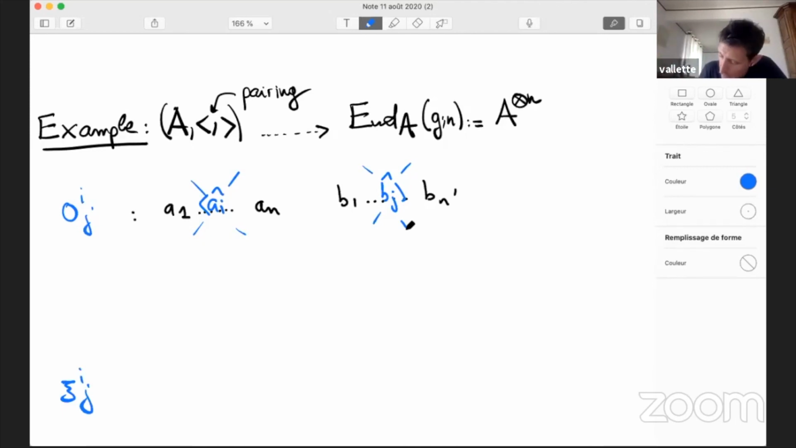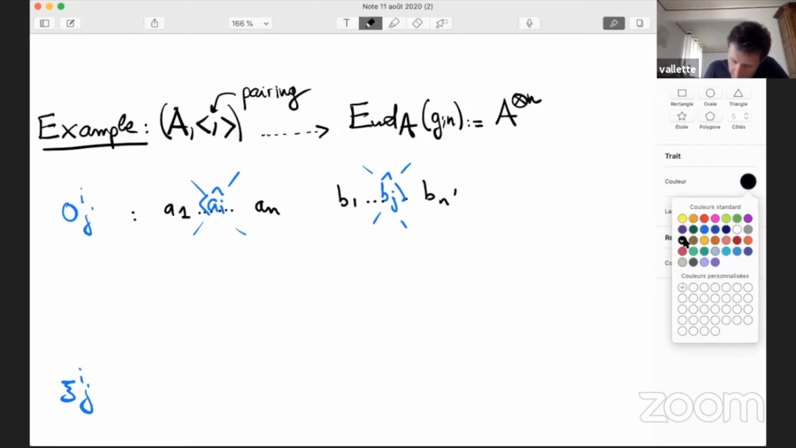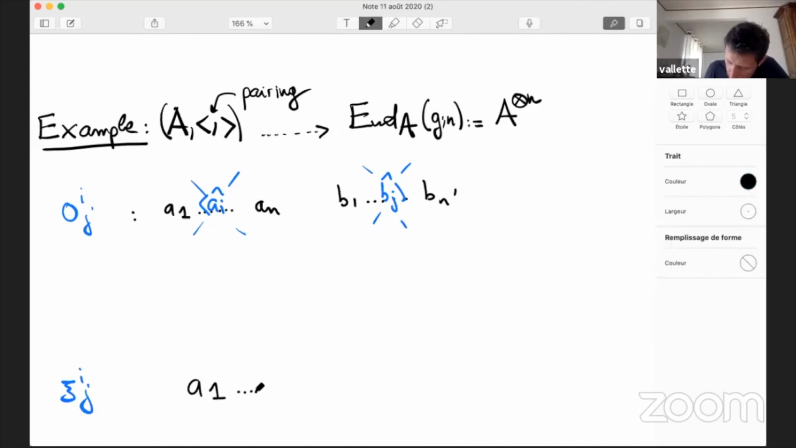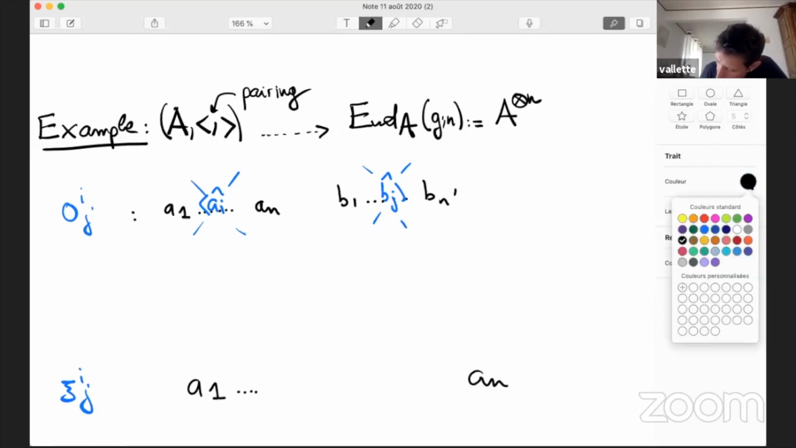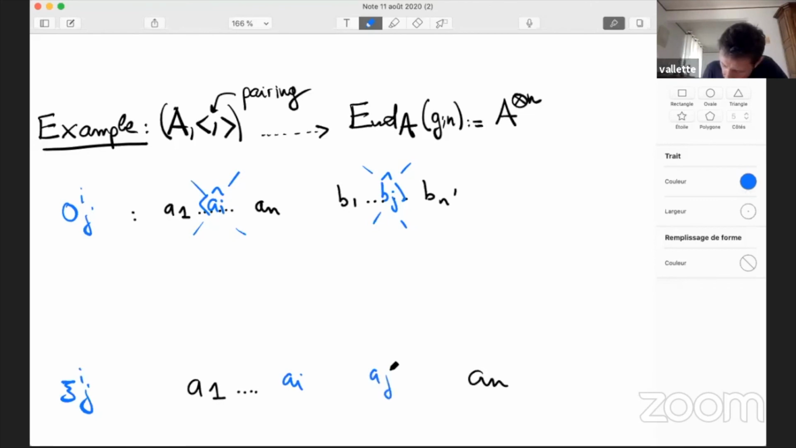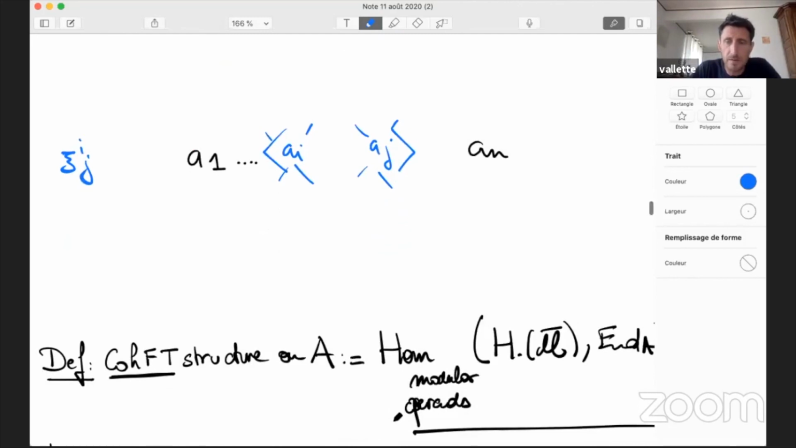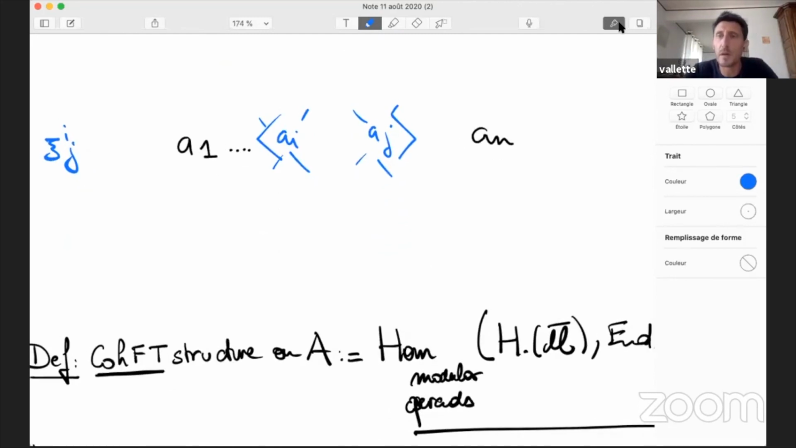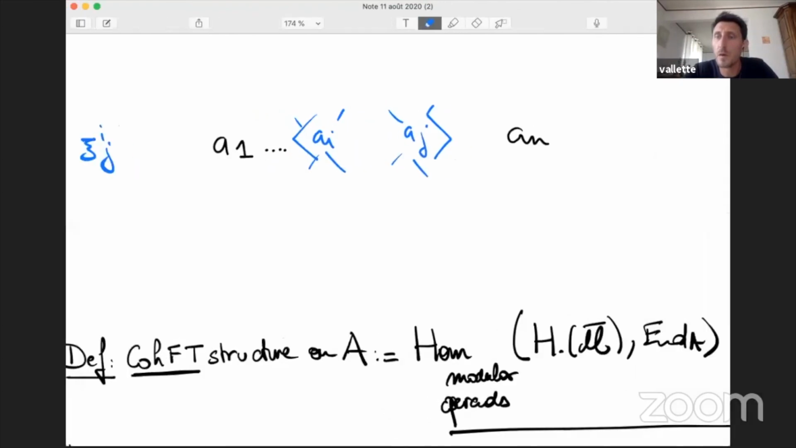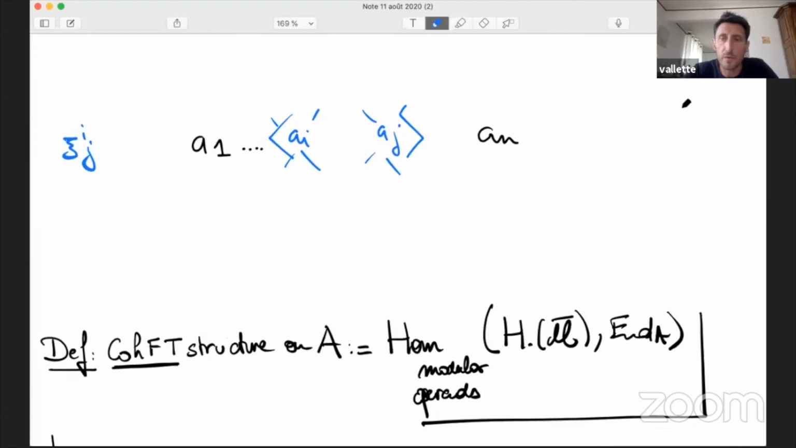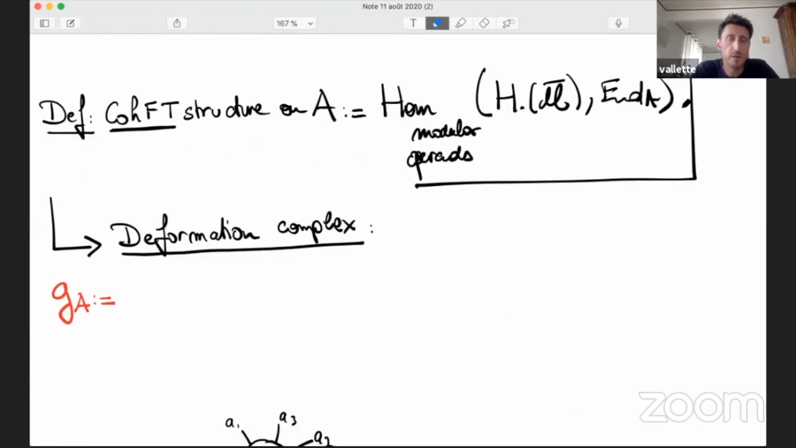And psi ij is, you have a_i, ..., a_n. Of course, here in the middle, you have a_i, you have a_j, and you do the pairing of these two guys, check, and you remove them. And that forms a modular operad. So now you can look at the morphism of operads from the homology of the moduli space of curves to the endomorphism operad, and this is a coFT, okay?